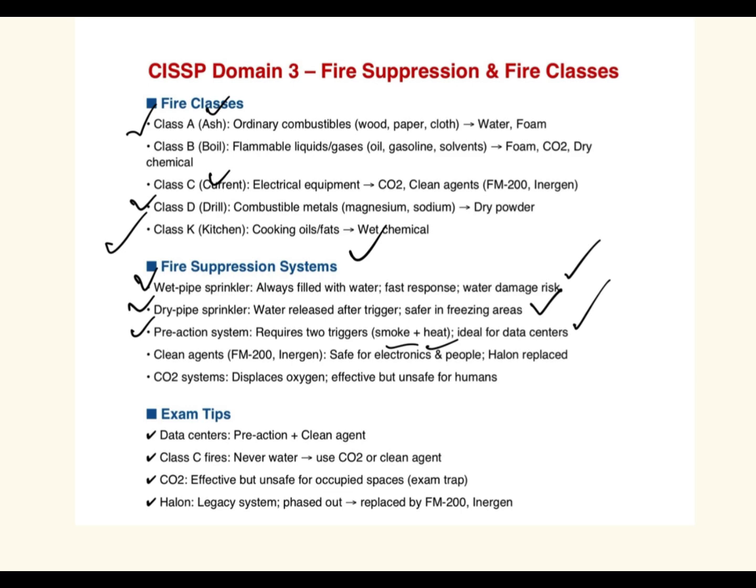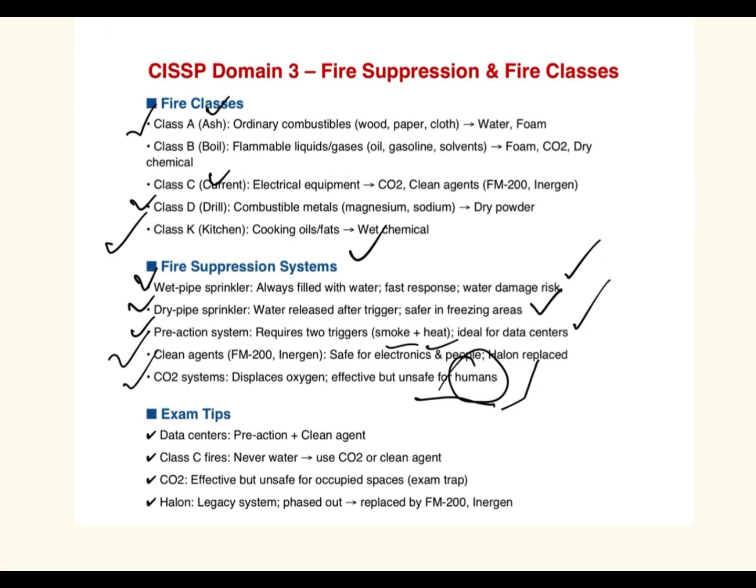Second is another clean agent, FM200, safe for electronics and people. It replaced the legacy system, Halon. A CO2 system displaces oxygen, effective but unsafe for humans. We need to keep in mind that when it comes to humans, we always use FM200 or Inergen. We do not use CO2 because it absorbs the oxygen. Human safety comes first. In the CISSP exam, when you see any question related to human safety, you may consider that option.